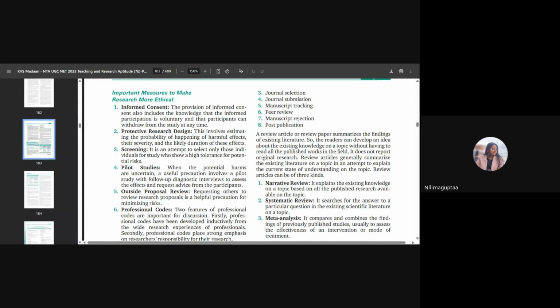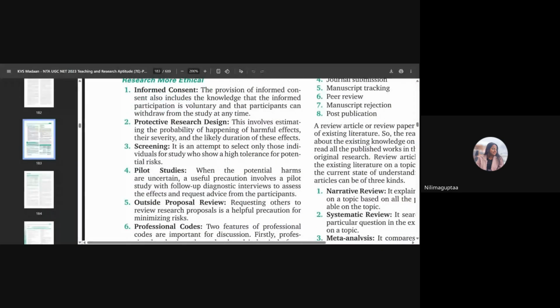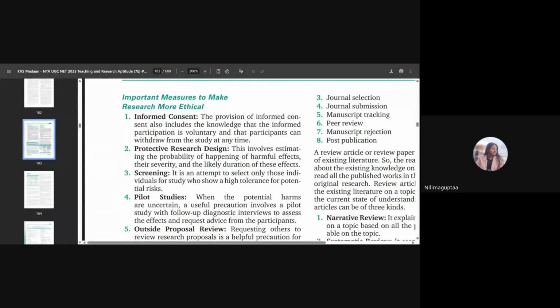So the provision of informed consent also includes the knowledge that the participation is voluntary, and the participants have a right to withdraw at any time of the study if they wish to. Okay, so we are giving them free liberty to be a part of the research, and we are also giving them free liberty to withdraw if they wish to. So when we give such kind of free liberty, people are more likely to be a part of our research, more happily, because they know they are getting freedom, so that makes them more willing to be part of our research.